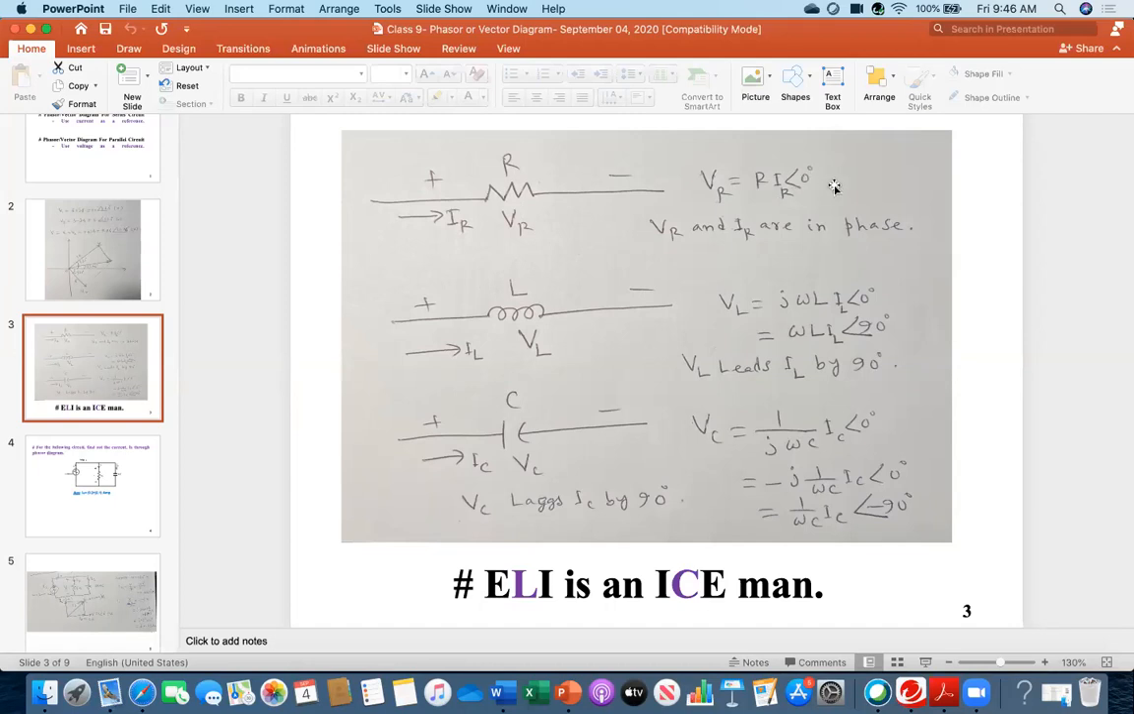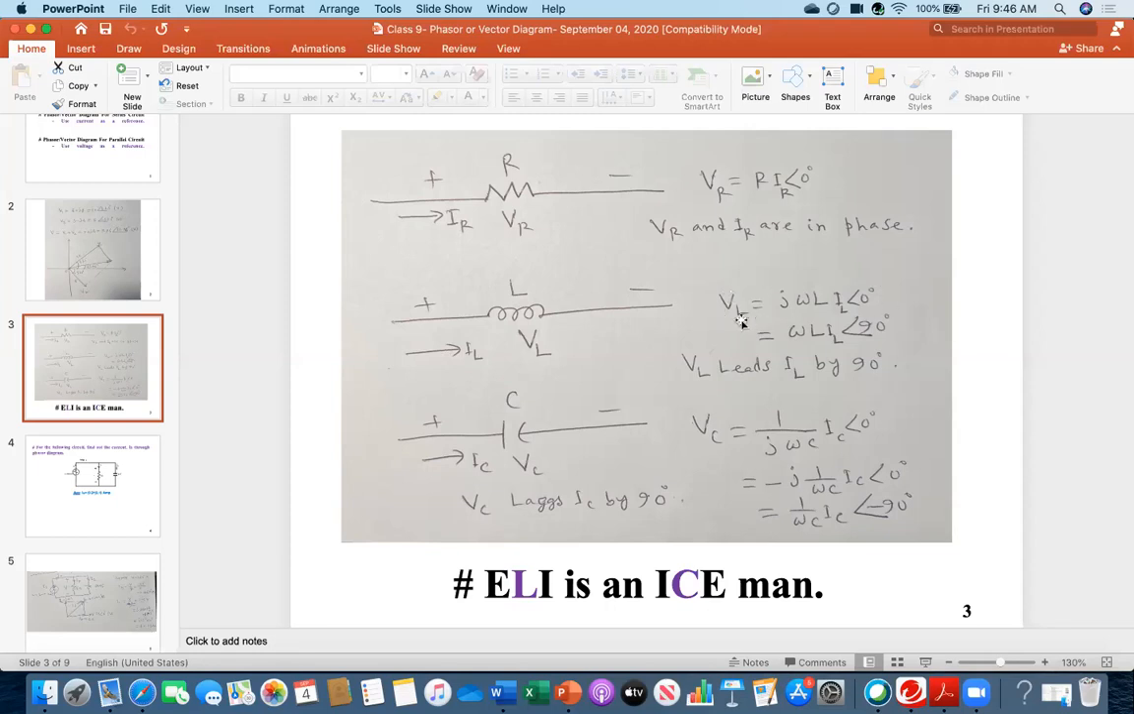So this means that VR and IR are in phase. In phase means there is no phase difference. That's fine. Now, in the case of an inductor, this is L, the current flowing is IL, and the voltage is VL.